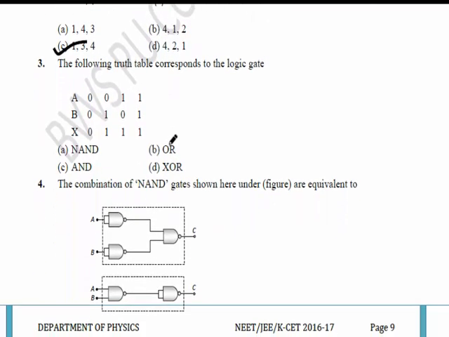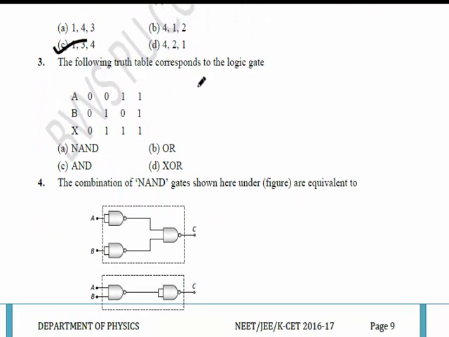Third, the following truth table corresponds to which logic gate. A and B are inputs, X is output. 0, 0 gives 0. 0, 1 gives 1. 1, 0 gives 1. 1, 1 gives 1. It means the plus symbol is used: 0 plus 0 is 0, 0 plus 1 is 1, 1 plus 0 is 1, 1 plus 1 is 1. The plus symbol is given for the OR gate. OR gate means B is the correct option.